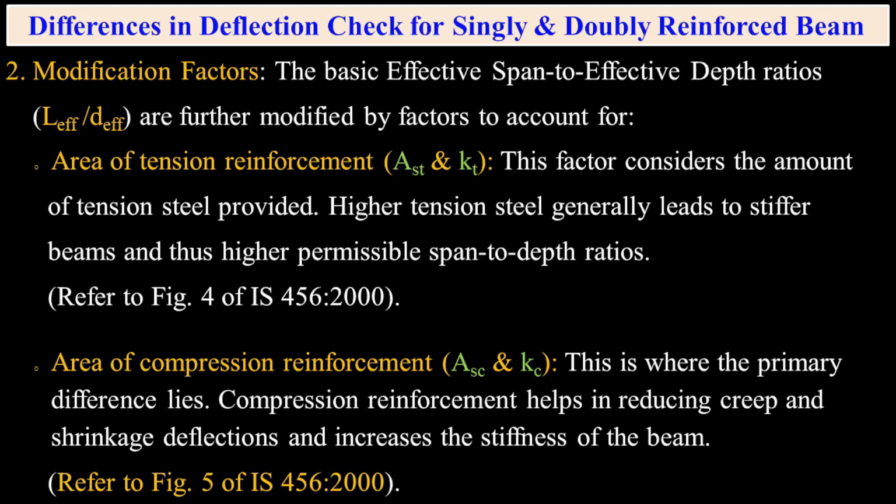So, while the initial ratios are the same for both types, the presence and amount of compression reinforcement introduce a crucial modification that differentiates the deflection check for doubly reinforced beams. Let's break down these factors in even more detail as we proceed.